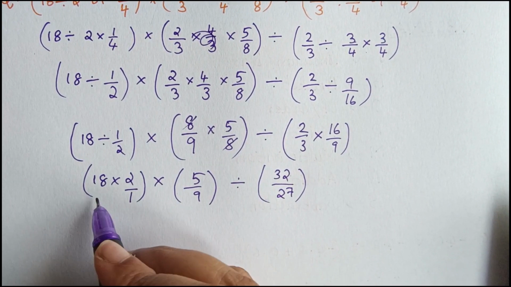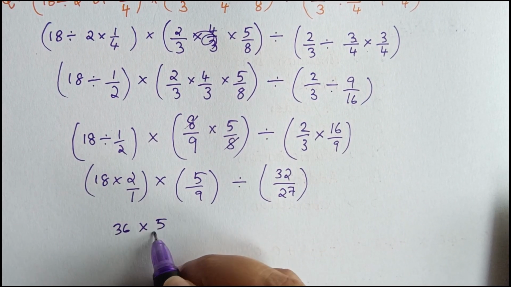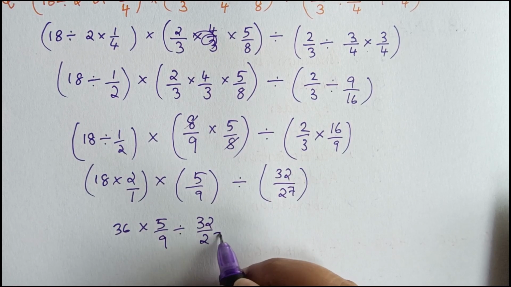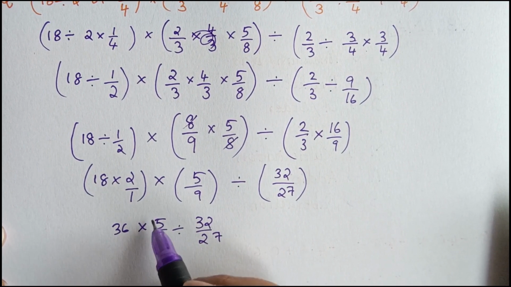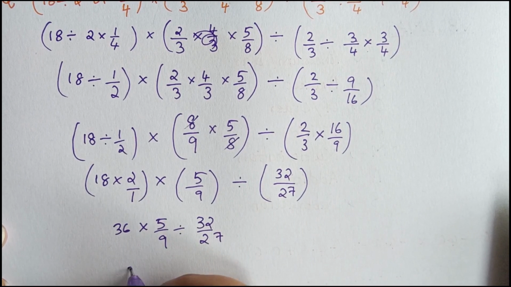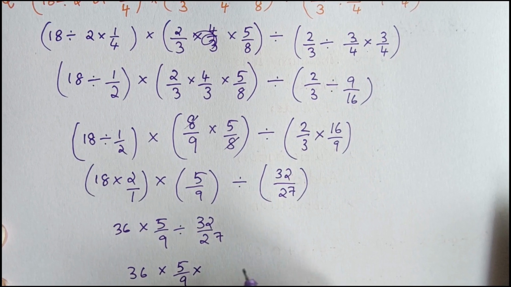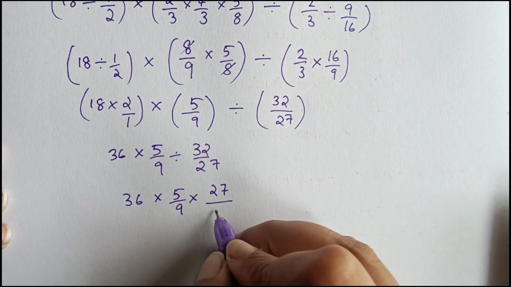Then next, 18 into 2 is 36. 36 into 5 by 9 divided by 32 by 27. Now again we have a multiplication and a division here, so we need to do the division first. So 36 into 5 by 9 into, the reciprocal of this is 27 by 32.